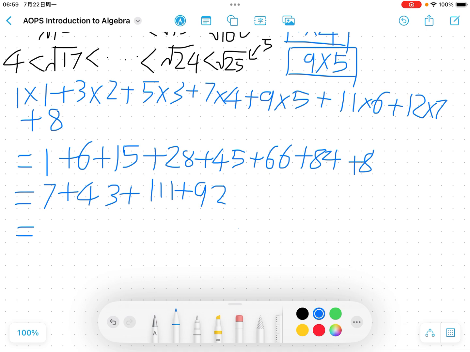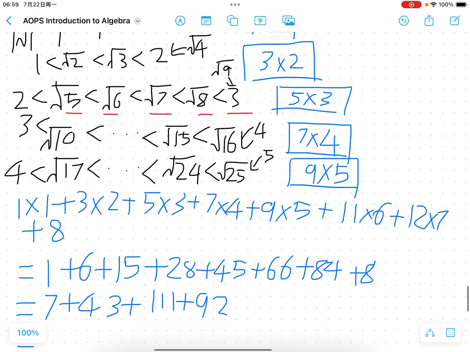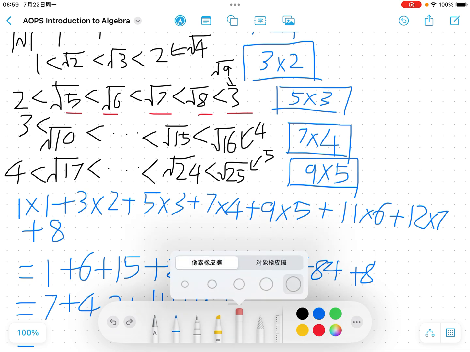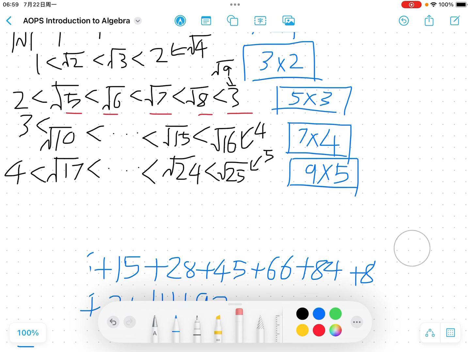But let's check the step before that. 1 times 1 is 1. 3 times 2 is 6. 5 times 3 is 15. 7 times 4 is 28. Plus 9 times 5 is 45. 11 times 6 is 66. 12 times 7 is 84, and we have an 8. So the calculation here is correct, but still we should confirm that our pattern here is correctly found. I'm going to erase this part, and we should continue finding the pattern to make sure that we're not incorrect.